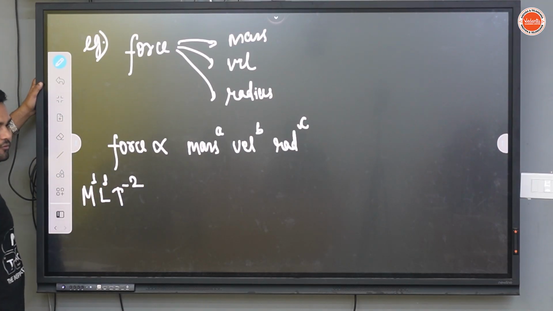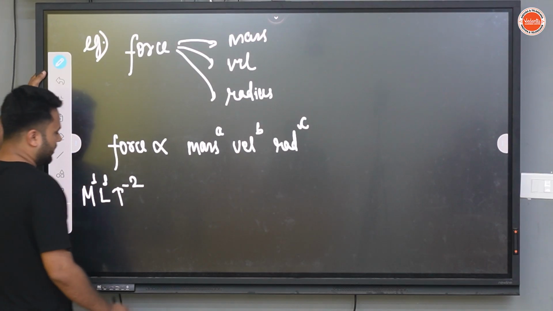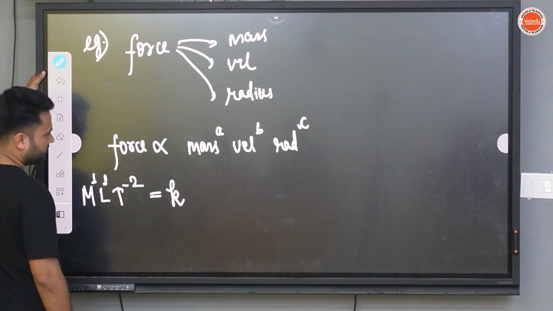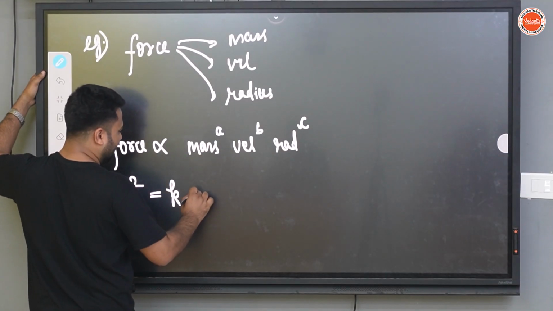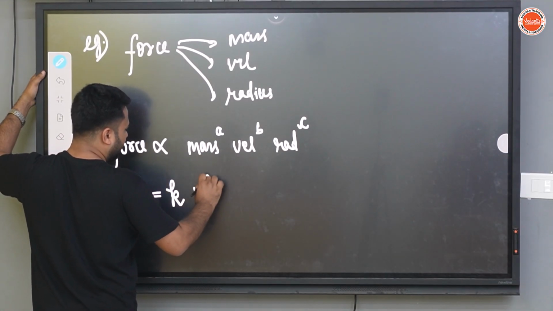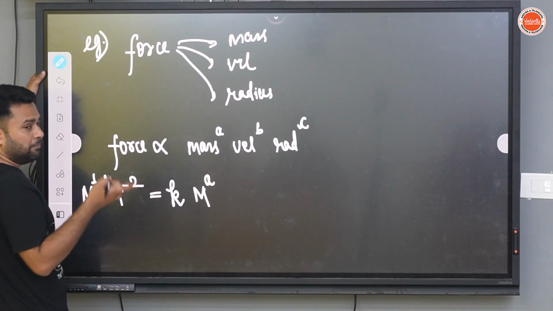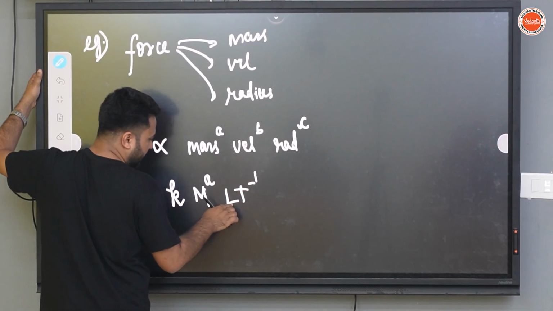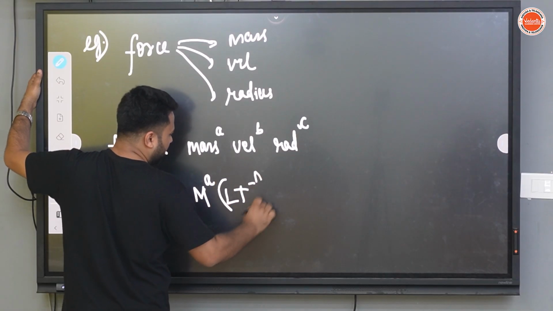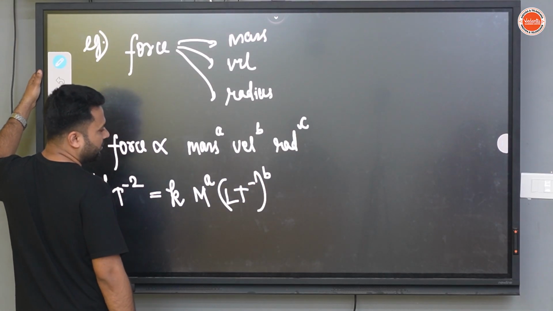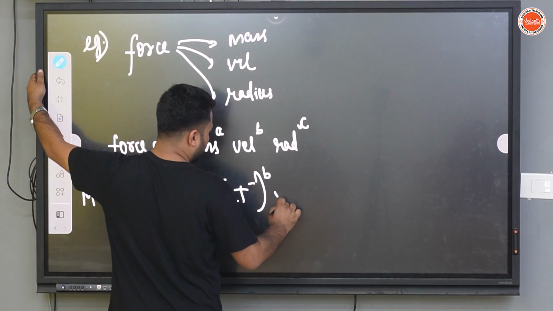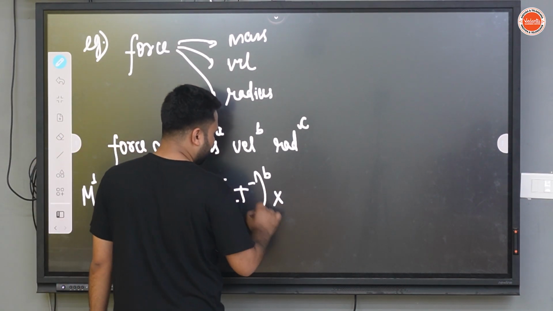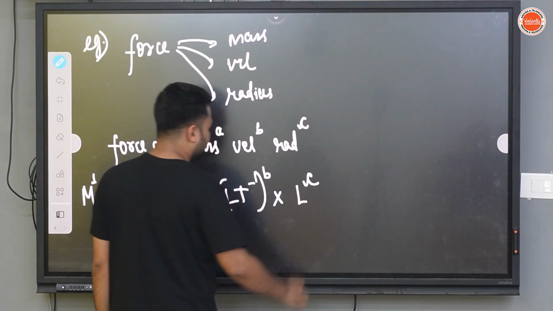This is the dimension of force, equals to some constant times mass. So mass is M to the power A. Velocity, what is velocity? Meter per second, this to the power B. Radius, now what is radius? Radius is length only, na? So length to the power C.